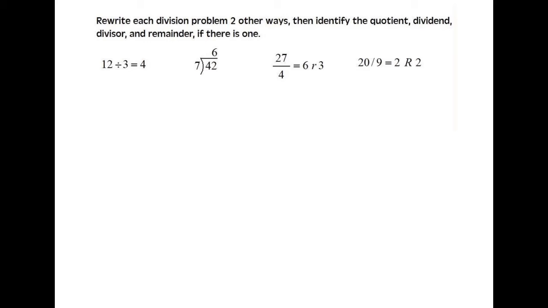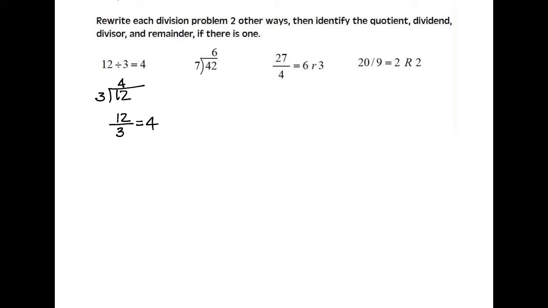Okay, so first of all, let's rewrite them. Knowing how to go back and forth between the different ways of writing things is incredibly important. So if we start with 12 divided by 3 equals 4, let's write it this way. We have 12 divided by 3, and that's equal to 4. Now when we write it as a fraction, the 12 is on the top and the 3 is on the bottom. So that's 12 divided by 3 equals 4.